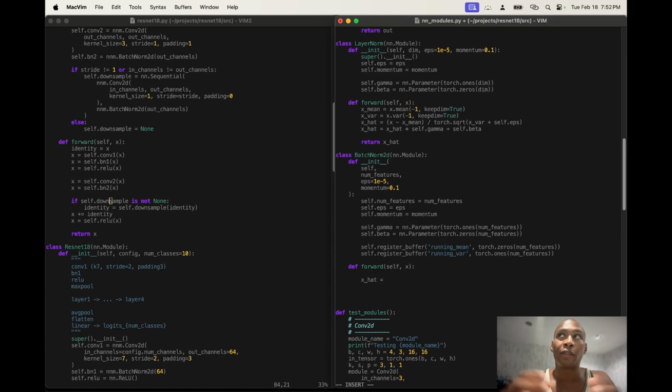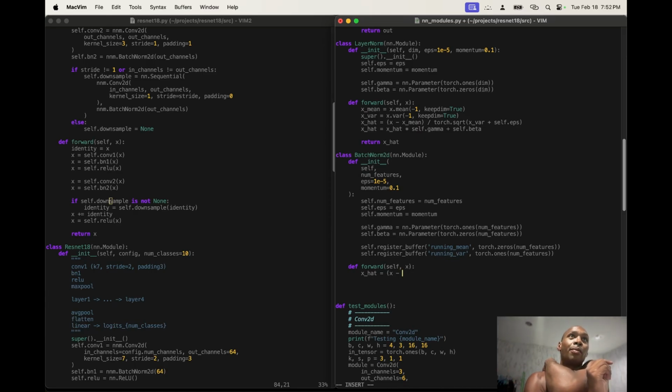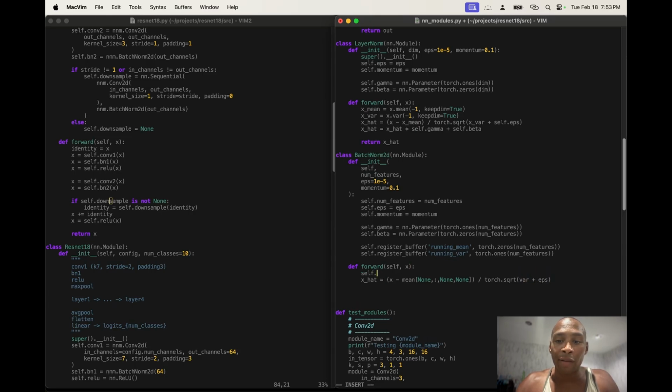So we'll say x hat. I'll start with the final product, which is the value we're going to output. So x minus mu, divided by the square root of the variance plus your EPS value to prevent division by zero, right? So x minus mean, which is going to be a broadcast variable actually, which you'll see. And I'll put this in a vim register, divided by torch.sqrt of variance plus EPS. And just to make sure everything stays on one line, I'm gonna remove the self.